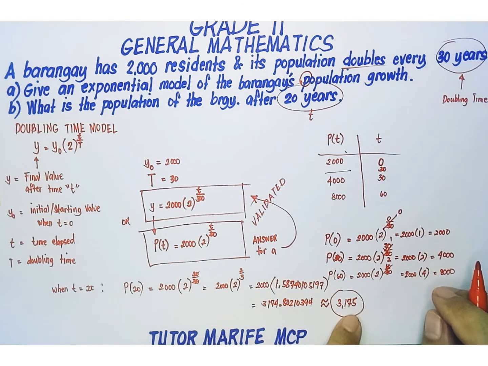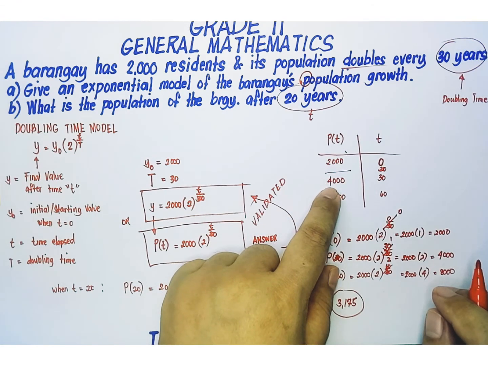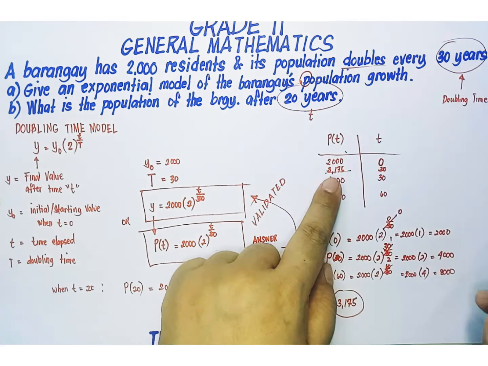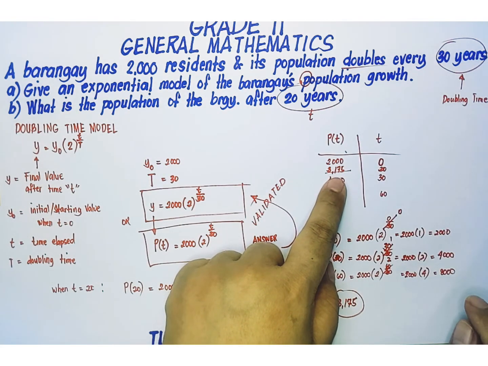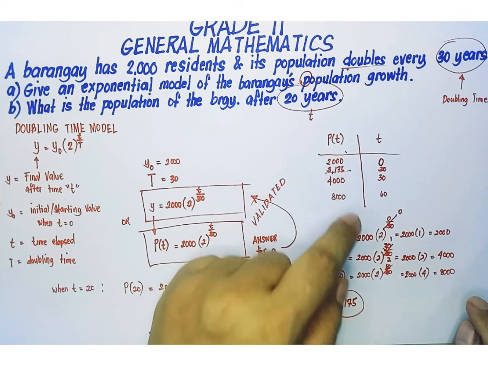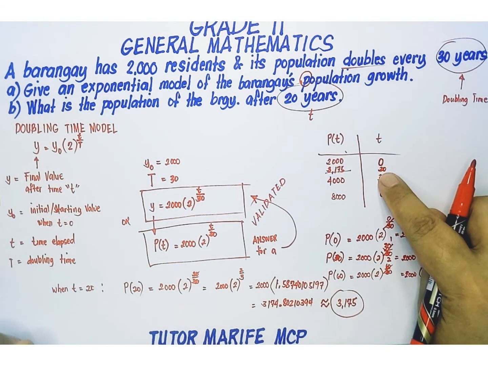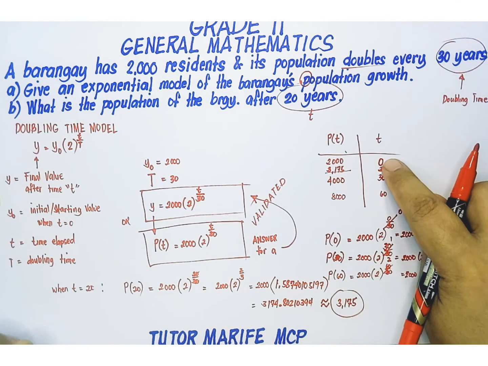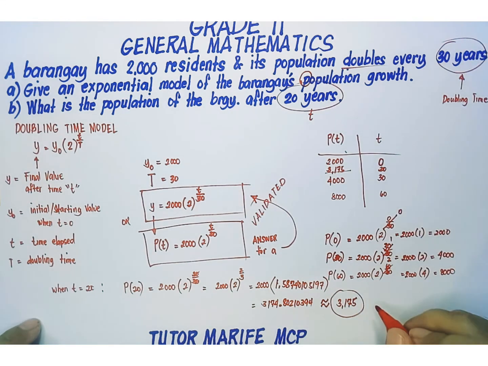Is 3,175 a number that's greater than 2,000 and less than 4,000? Yes. So this is a reasonable answer. It's a number that's somewhere between the 2,000 and 4,000. Because your t equals 20, it's between 0 and 30. So 3,175 residents after 20 years.